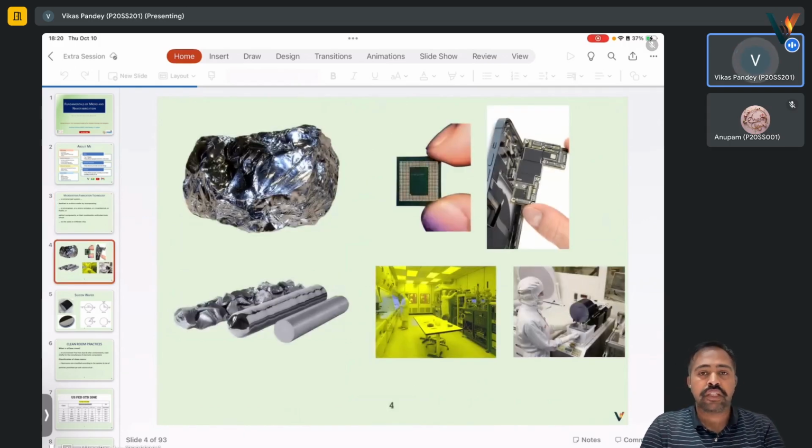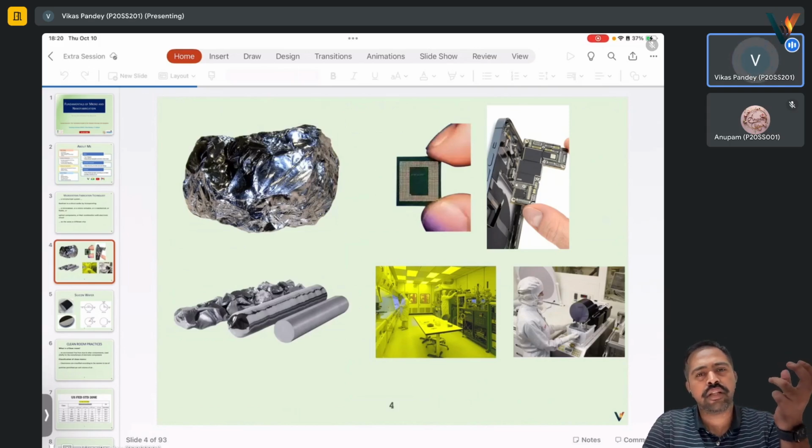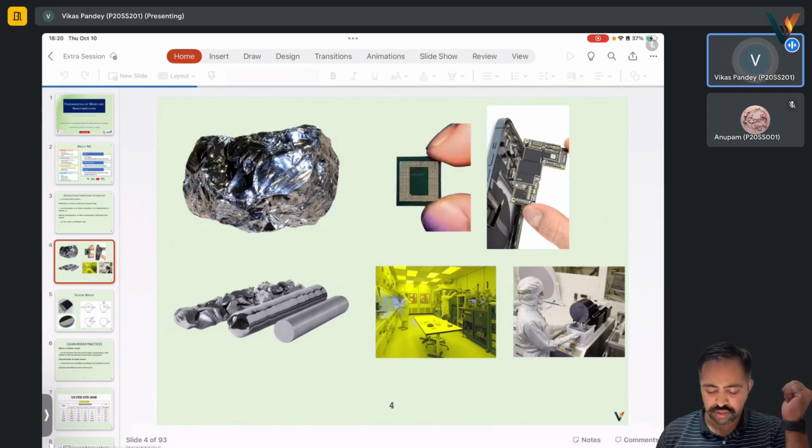So what is the starting point? The starting point is this shiny object, silicon dioxide, SiO2, in its raw form. It is converted to an ingot, goes through different fabrication processes like lithography and others, and then a chip is made, and this chip powers the electronics we see around us.